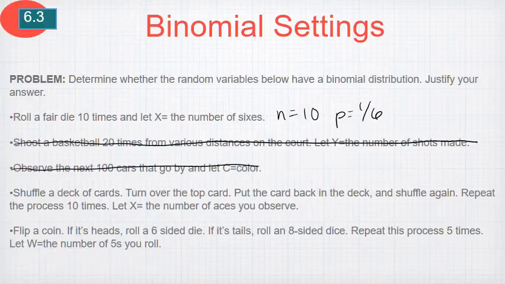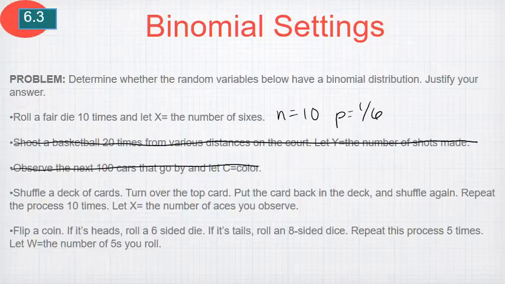Okay, fourth example. I'm going to shuffle a deck of cards, turn over the top card, then put the card back in the deck and shuffle again. I'm going to repeat this 10 times and let X equal the number of aces that I observe. Okay, so binary. Yes, success is getting an ace, failure is not getting an ace. Okay, is it independent? Actually, in this case, it is because we have replacement. We're putting the card back into the deck each time, so our first choice won't affect the rest.